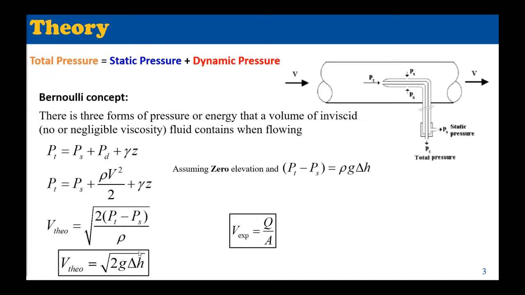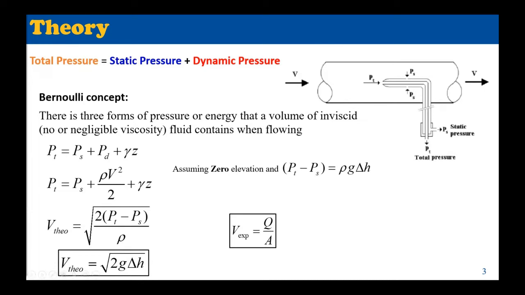How do we find the experimental flow velocity? Well, if we can measure the volume that passes through the pipe over a certain period of time, and if we know the cross section, we can know the velocity of the fluid. And the theoretical and experimental velocities, we're going to compare in this test.